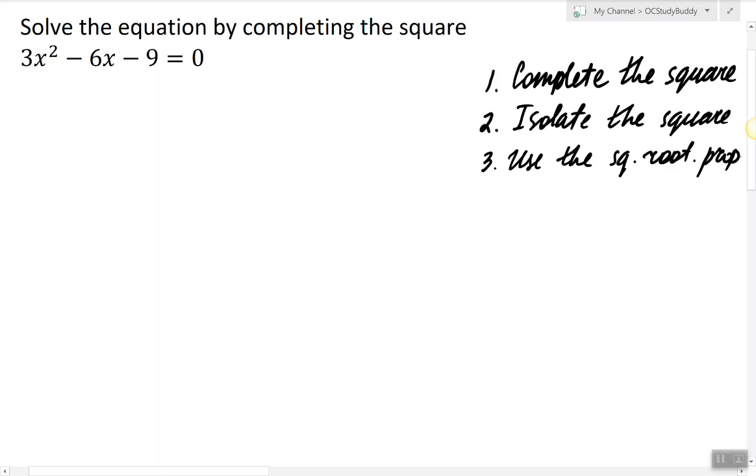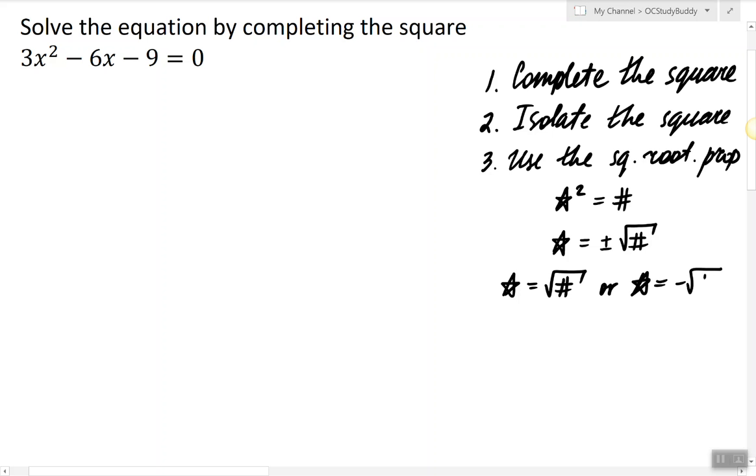Now let me remind you what the square root property is. It says that if you have something squared equals to a non-negative number, then whatever you have squared is either positive or negative square root of that non-negative number. And plus or minus is just an abbreviation for saying that something is positive square root or that something can be a negative square root.